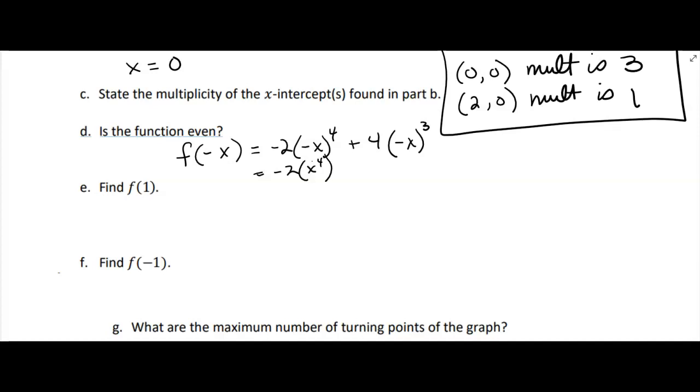And here you're going to have 4 times negative x cubed. When you raise it to an odd power, it's going to keep it negative. Anyway, that simplifies, if you want to see it simplified, as negative 2x to the fourth minus 4x cubed. Now, look on your paper, that's not the original function, so this is not even.